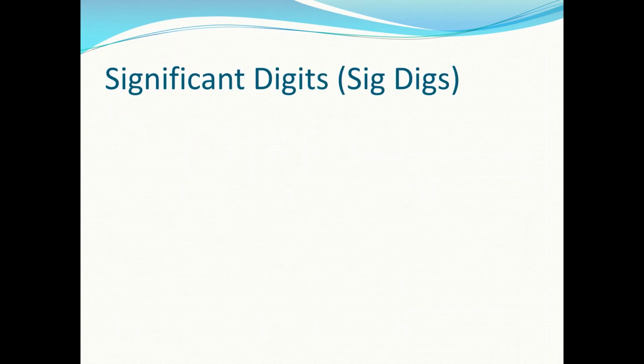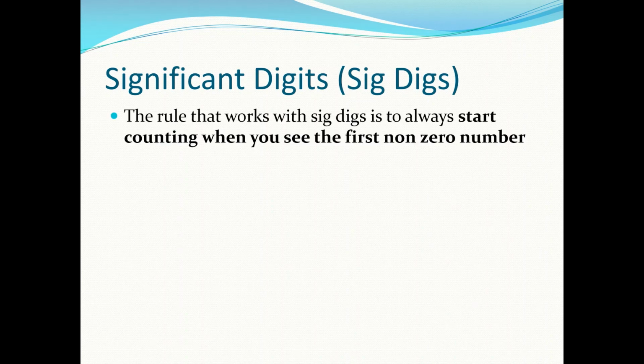So what we're going to talk about is significant digits, or Sig Digs if you're cool. The rule that works with Sig Digs is to always start counting when you see the first non-zero number. So that doesn't make a lot of sense until we actually try some examples.